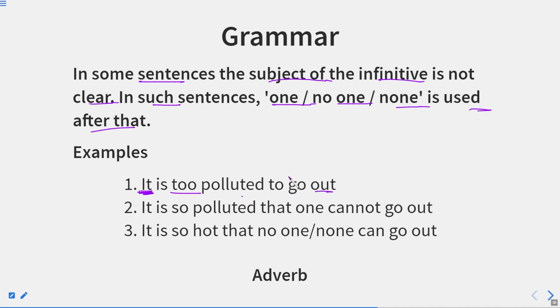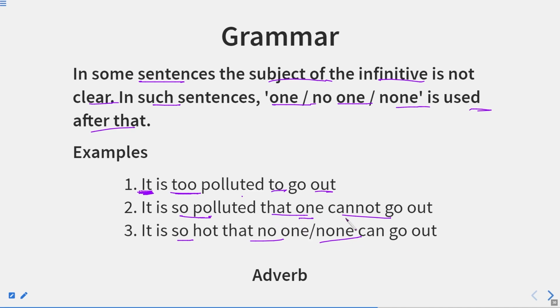Of course, it is too polluted. It means the day is too polluted. The area is too polluted. We should not go outside. So it is too polluted to go out. It means pollution is everywhere. We should not go out. It is so polluted that one cannot go out. So we are using to and to structure. We are using so and that structure. It is so hot that no one can or none can go out.